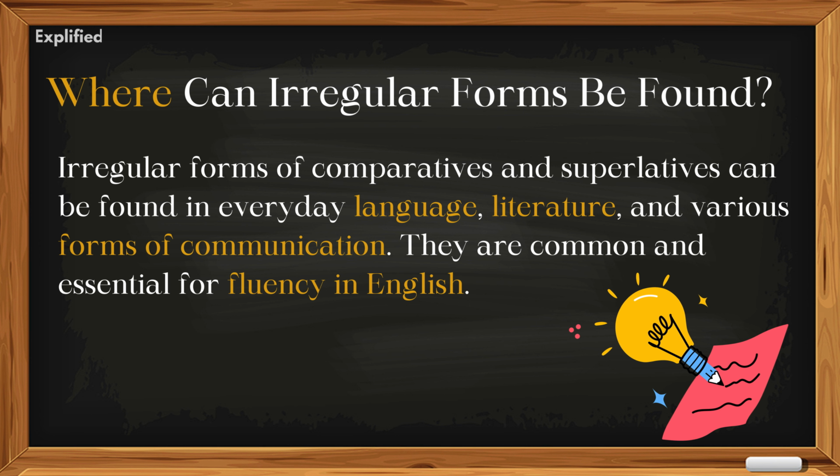Where can irregular forms be found? Irregular forms of comparatives and superlatives can be found in everyday language, literature, and various forms of communication. They are common and essential for fluency in English.